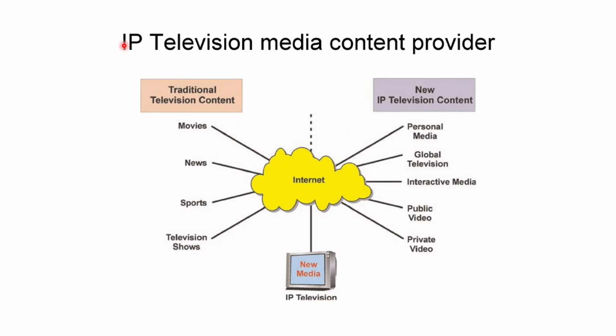Next one is the internet television media content provider. If you categorize these content providers, one is traditional television content and another is new Internet Protocol television content. Traditional content includes movies, news, sports, and television shows. In the new Internet Protocol television content, you have personal media, global television, interactive media, public videos, and private videos. So this is the difference between traditional television content and new television content.